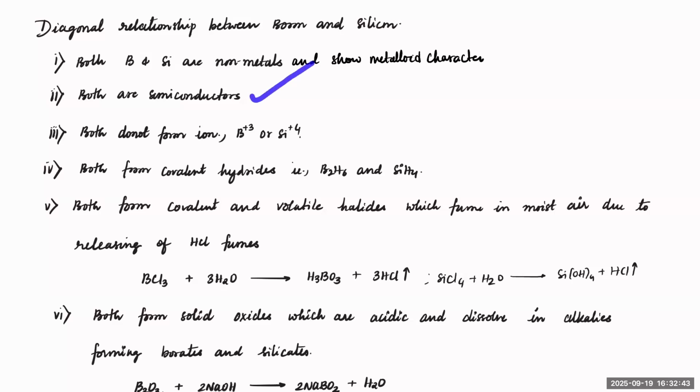Both can be used as semiconductors. Both do not form ionic compounds. I mean, they do not specifically separate out as boron or silicon ions. Both form covalent hydrides, that is B2H6 and SiH4. Both form covalent and volatile halides. So BF3, BCl3, or SiCl4. These are all covalent.